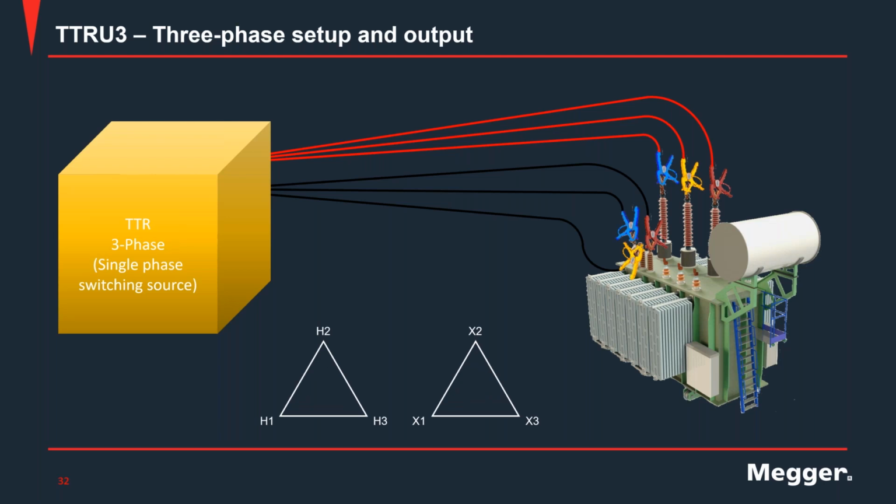But what happens when I run the test? I thought it was useful to show you. In this case, it's a delta-delta transformer, and I have a three-phase unit which has a single phase switching source internally. So when I press the play button or start the test, the unit will first energize, in this case, phase A, get the measurement, switch then to phase B, get the results, switch then to phase C, and get the final number for this initial test.